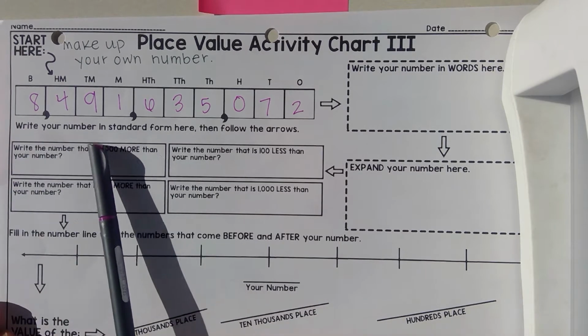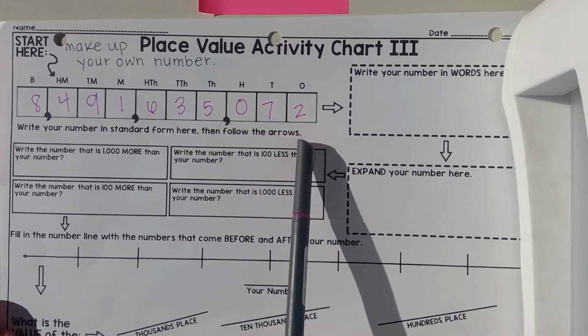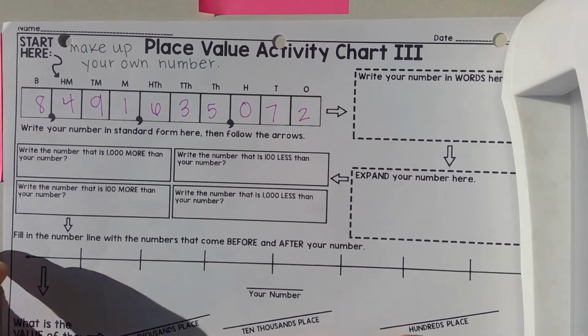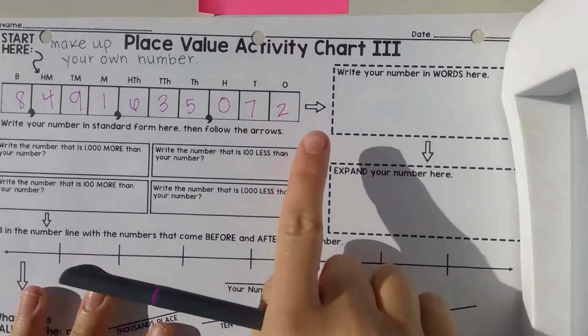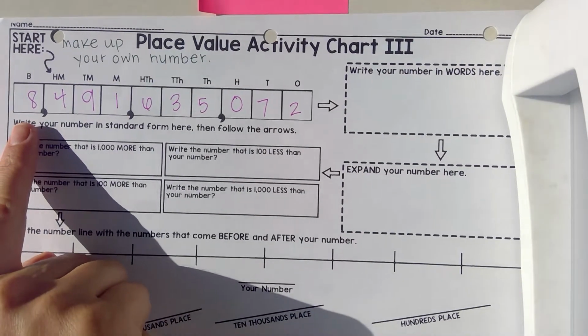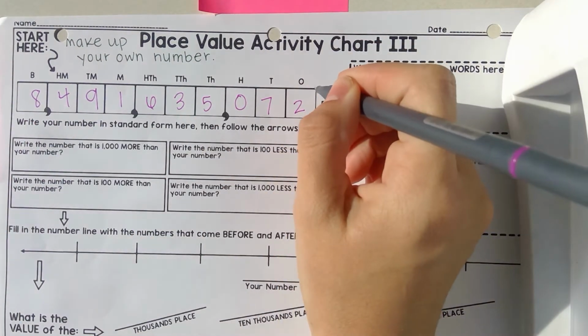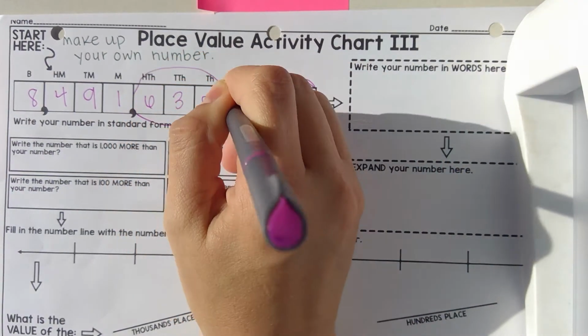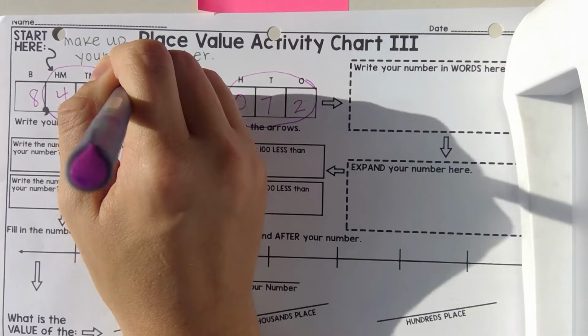So it says write your number in standard form here, then follow the arrows. So here is my number in standard form. So it says to follow the arrows. So the first arrow is here, write your number in words. So first I have to figure out, well, how do I say this? So I have to group my three place values together because that tells me how I can say it.